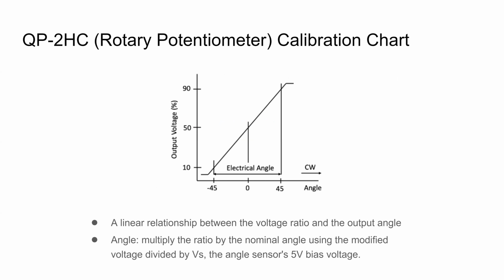So now for this next one, we have the rotary potentiometer calibration chart. This chart shows an output voltage percentage versus the angle, and it shows a linear relationship between the voltage ratio and the output angle. For the angle, we just multiply the ratio by the nominal angle using the modified voltage divided by, in this case, Vs, which is the angle sensor's 5 volt bias voltage.